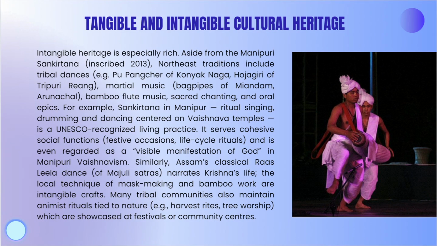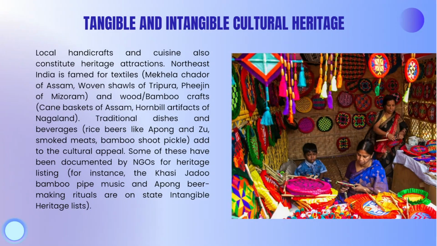Many tribal communities also maintain animist rituals tied to nature, which are showcased at festivals or community centers. Local handicraft and cuisine also constitute heritage attractions. Northeast India is famed for textiles like Mekhela Sador of Assam, woven shawls of Tripura, Puan of Mizoram, and wood and bamboo craft, like cane baskets of Assam and hornbill artifacts of Nagaland. Traditional dishes and beverages, rice beer like apong and smoked meats, and bamboo shoot pickle add to the cultural appeal.